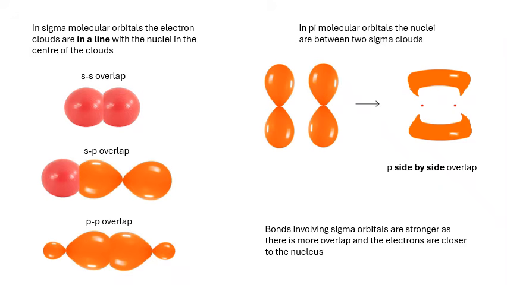In a pi molecular orbital, what happens is you've got these two p orbitals, and they merge together and form two clouds which are side by side. And the two dots in the middle, they're your nuclei. So the line joining the nuclei isn't actually in the clouds. So p is side by side. Bonds involving sigma orbitals are stronger because there's more overlap and because the electrons are closer to the nucleus.